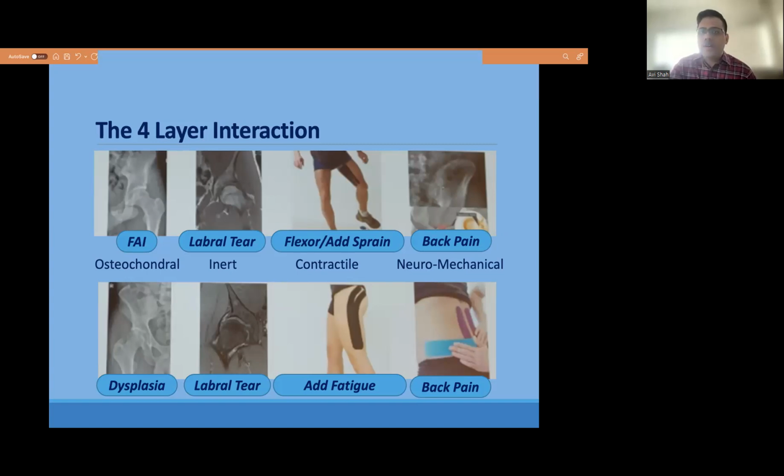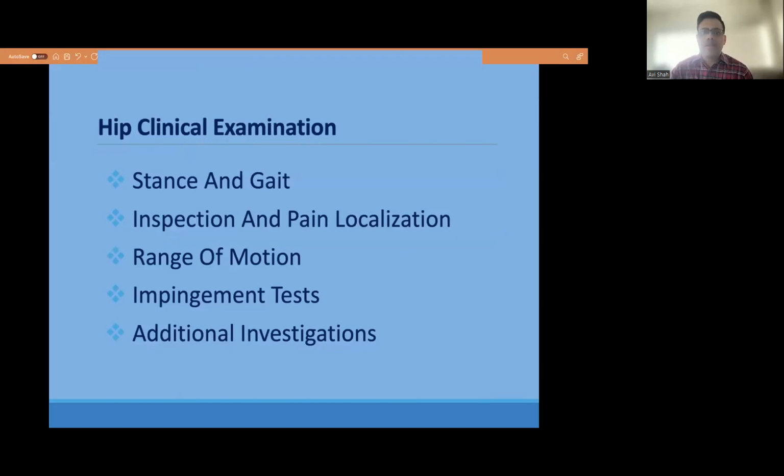So there is an interrelationship between all of these structures, and we need to understand that, because most of our patients may just come to you with back pain, and you need to make sure that you're not missing out hip pathology. Now, the basic hip clinical examination, which you need to know for these kind of patients.